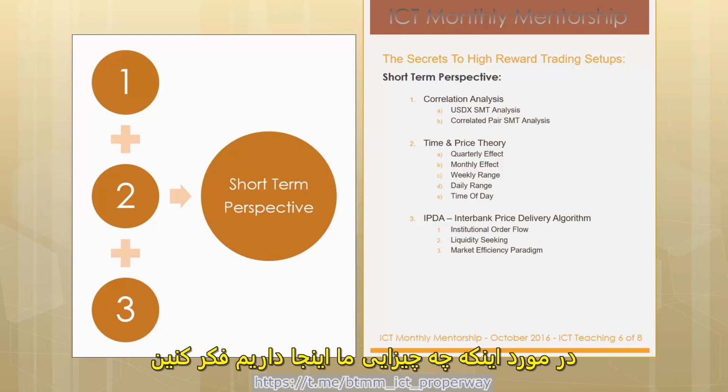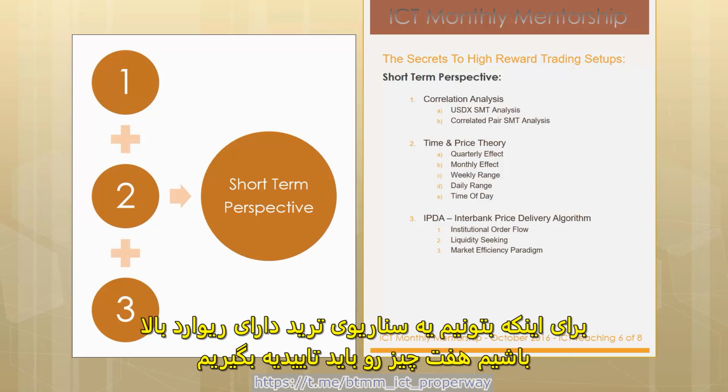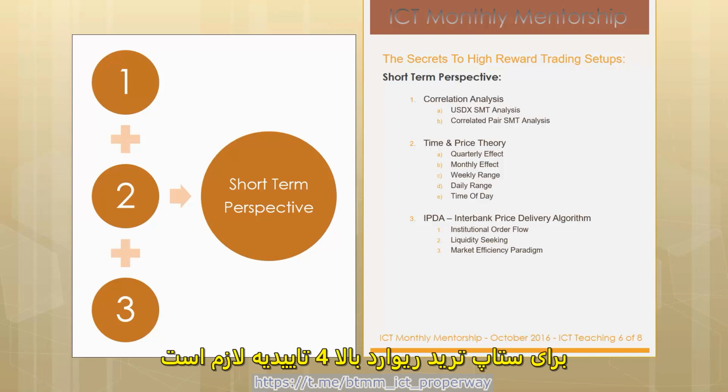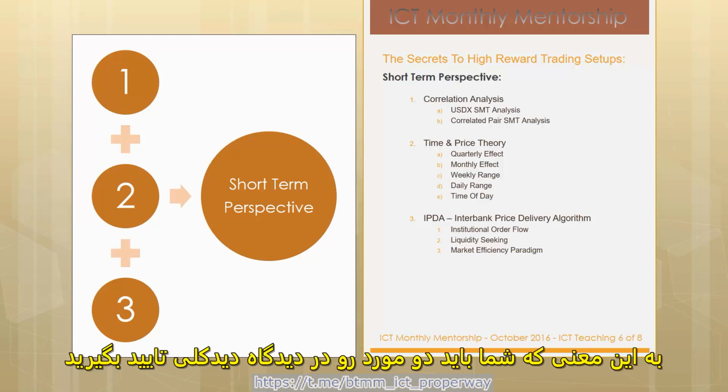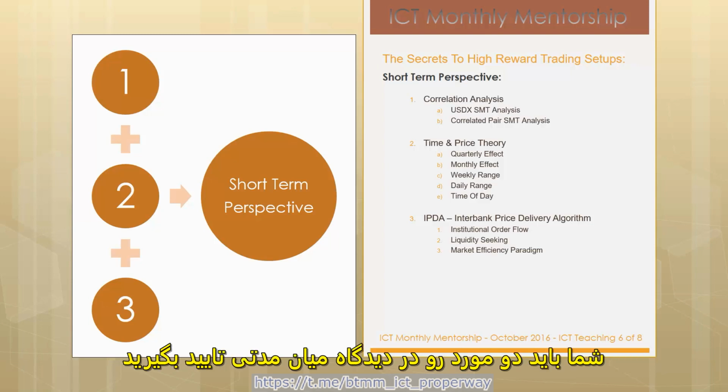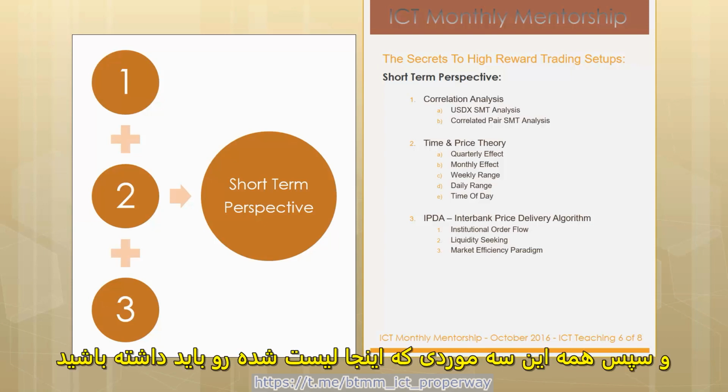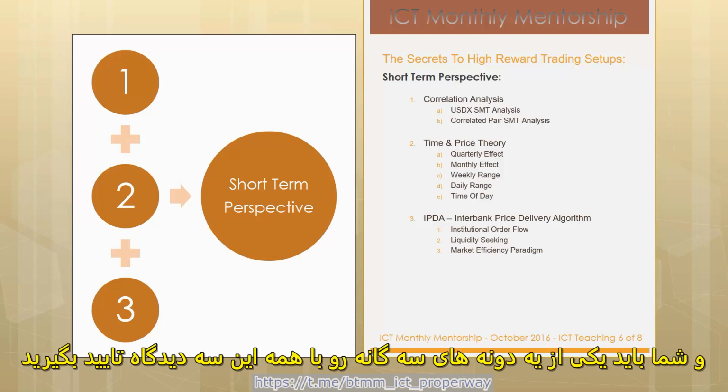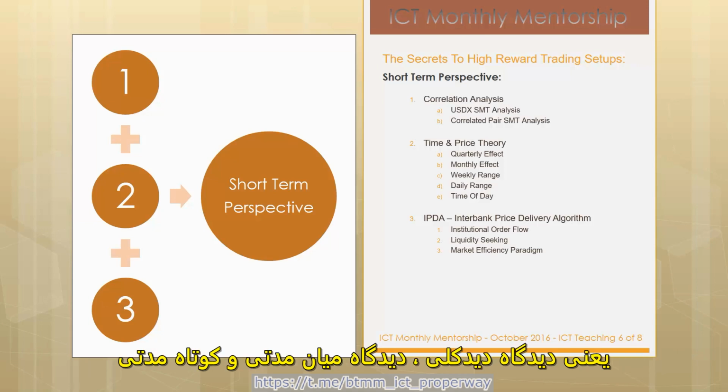Think about what we have here. We have to have 7 things in agreement to make a high reward trade scenario. For a high reward trading setup, it has to be 4 things in agreement. That means you have to have 2 things in agreement from the big picture perspective. You have to have 2 things in agreement with the intermediate term perspective. Then you have to have 1 from each one of these 3 to come in agreement with all 3 perspectives, the big picture, the intermediate term perspective, and the short term perspective.